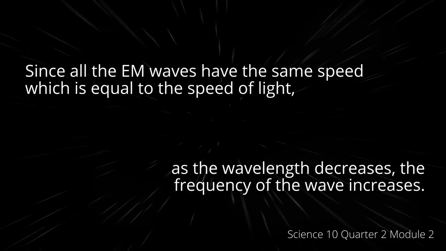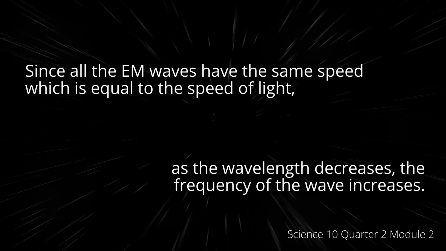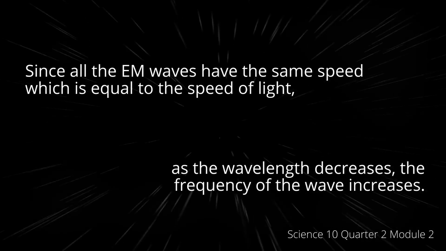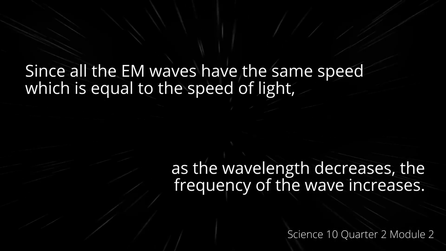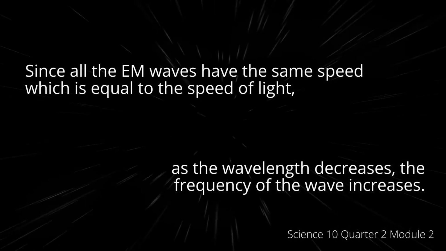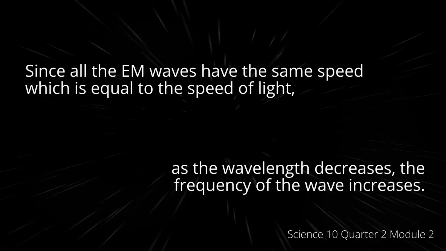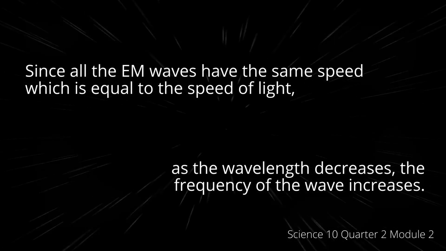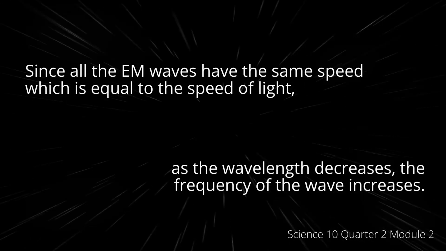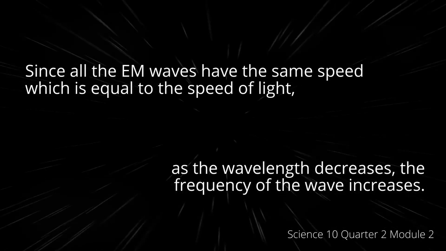Since all of the EM waves have the same speed, which is equal to the speed of light, as the wavelength decreases, the frequency of the wave increases. It means that the wavelength of a wave is inversely proportional to its frequency. Again, as the wavelength decreases, the frequency of the wave increases. As the wavelength increases, the frequency of the wave decreases.